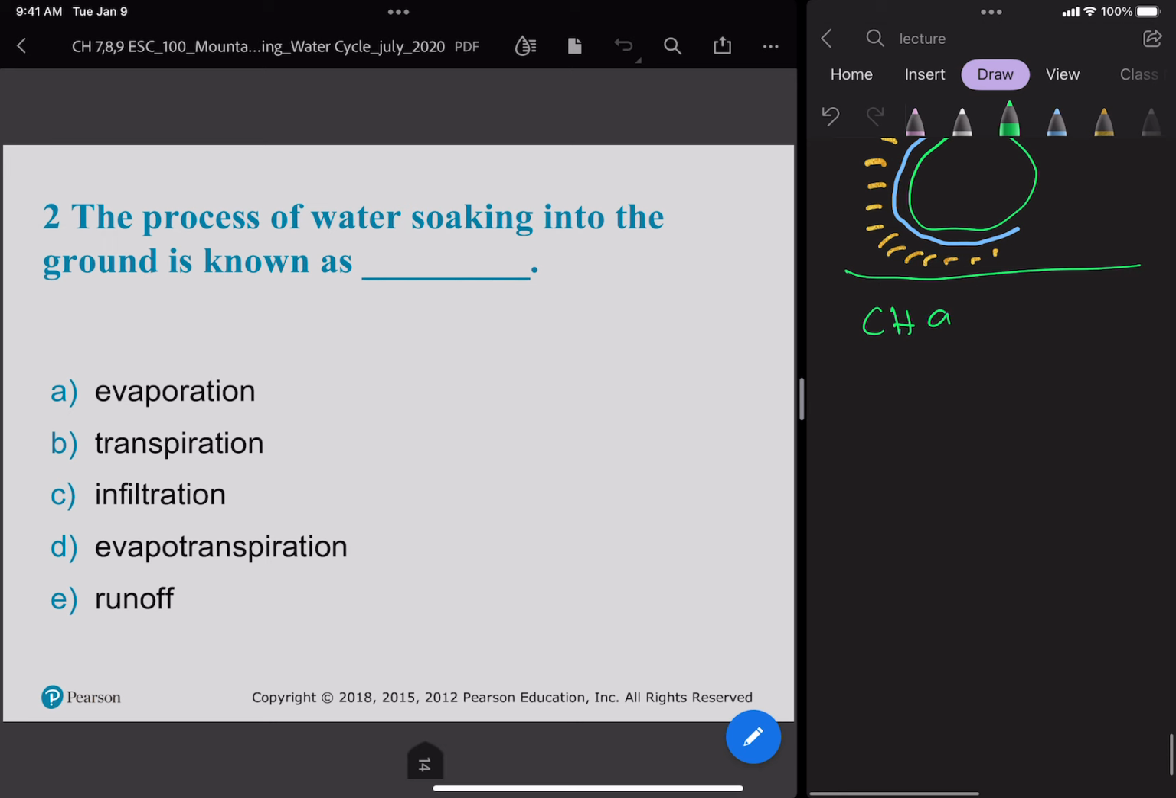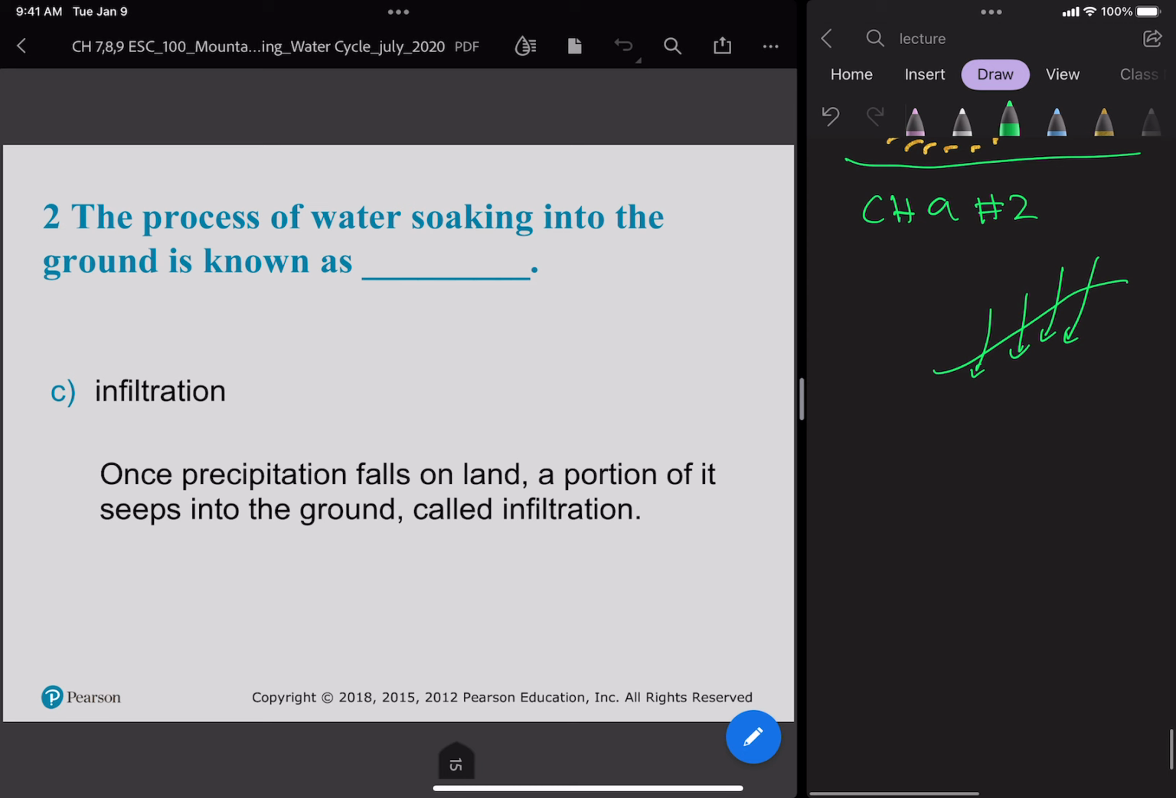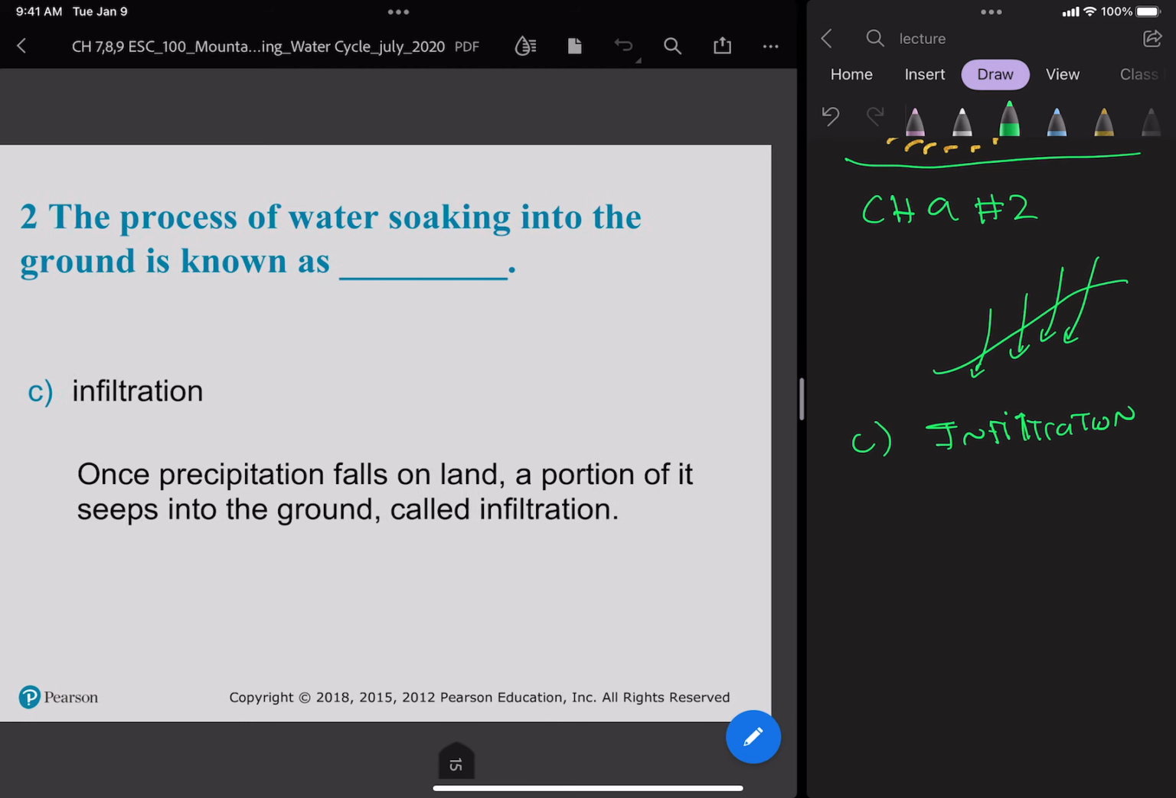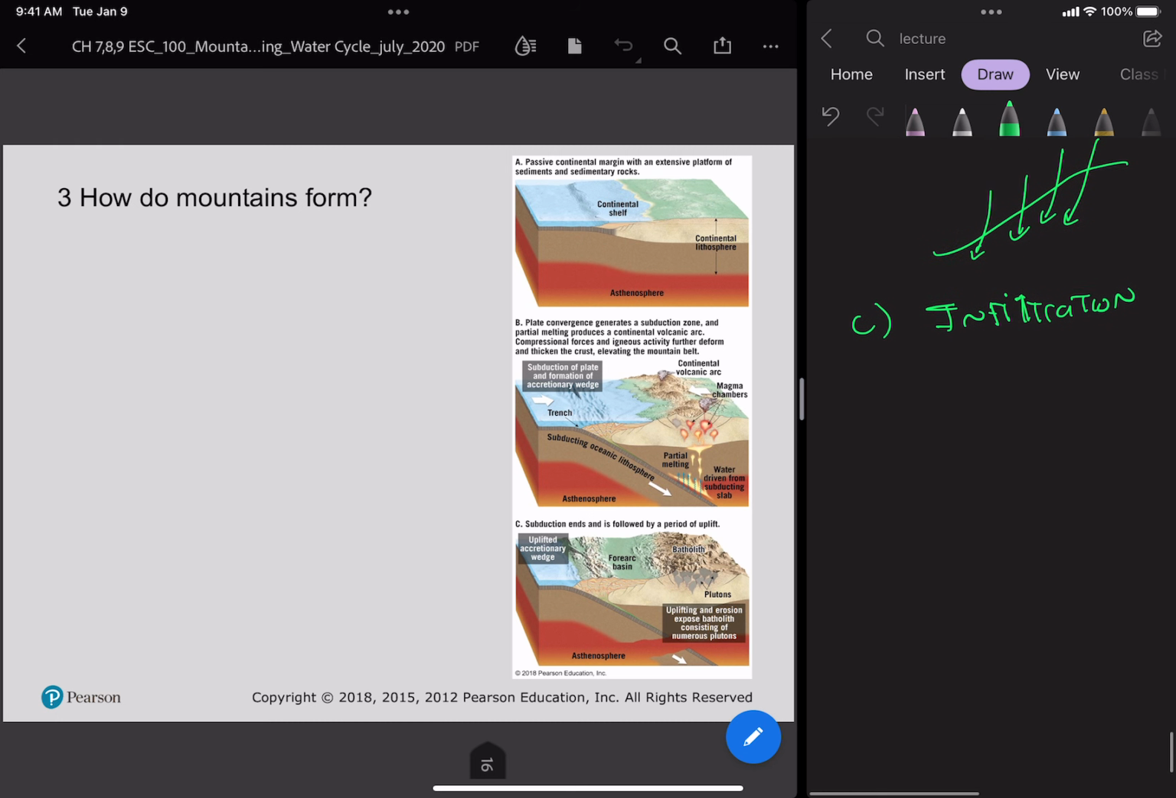Chapter 9, number 2. What is the process of water soaking into the ground called? So this is the ground. You have water that soaks into it. So this process is called infiltration. So this one is C, infiltration.